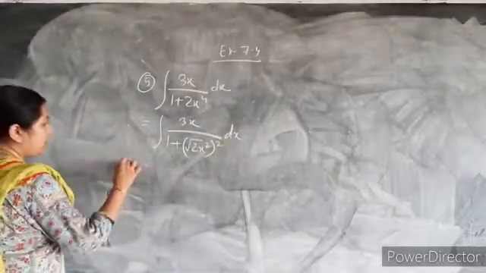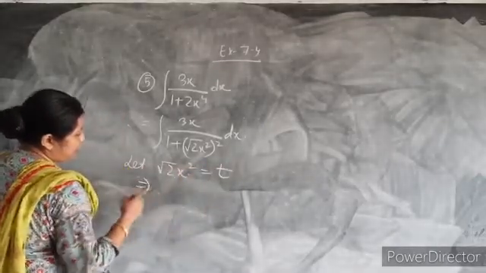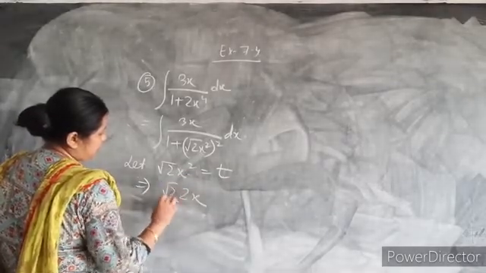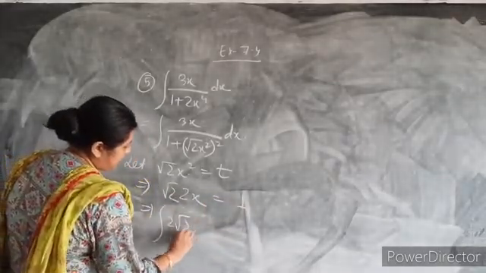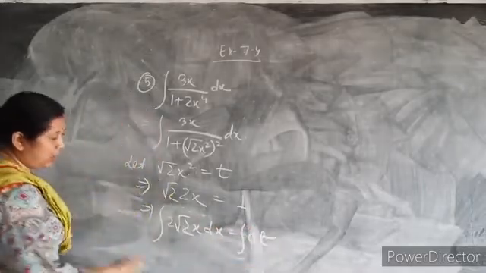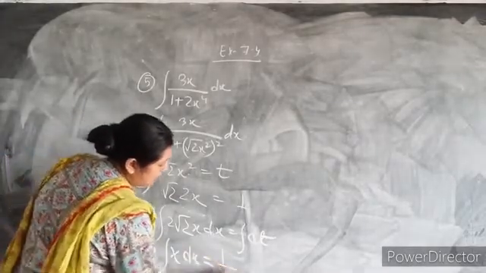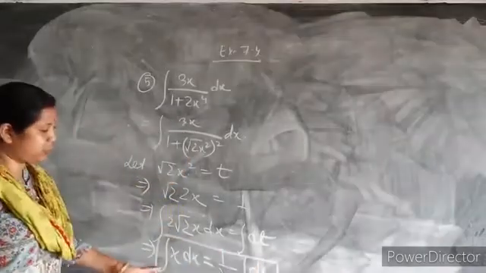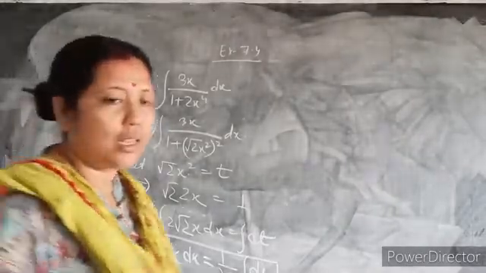Clear? Here let root 2 x squared be t. If I do differentiation, that will be twice root 2 x equals dt, so if I use integration, integration x dx will be 1 by 2 root 2 dt. This part I have to substitute in the numerator, isn't it?